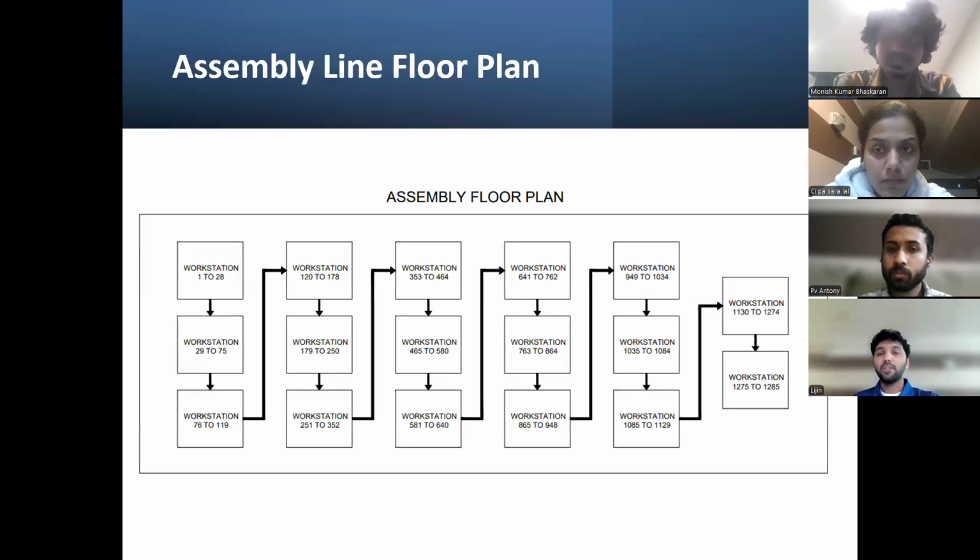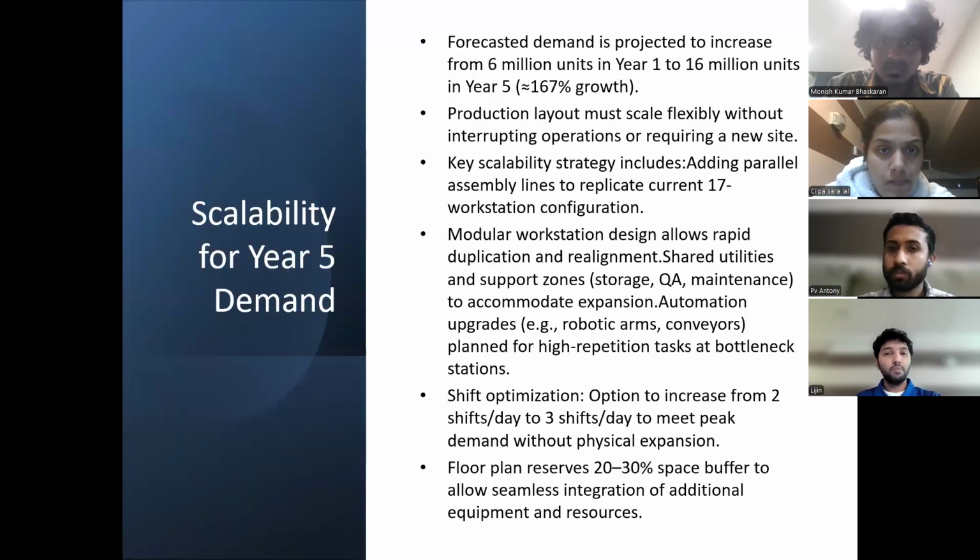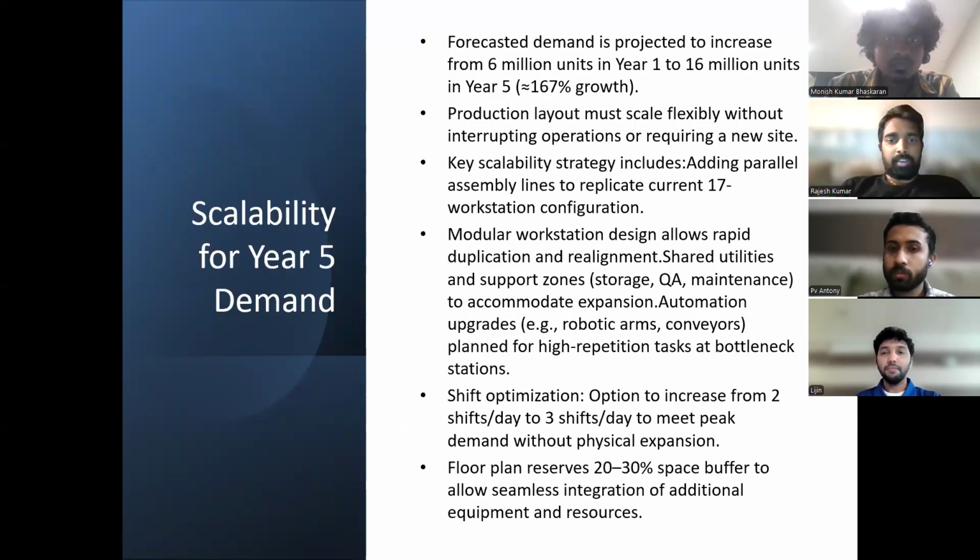Next slide. So this is our assembly line floor plan. You can see all the workstations are given here, starting from workstation 1 to 1285. All are arranged here in the order in which the process operates. Also we have grouped all the workstations as per the line balancing diagram and line balancing table, which Manoj has explained earlier. Thank you, Vijay. I will take it from here.